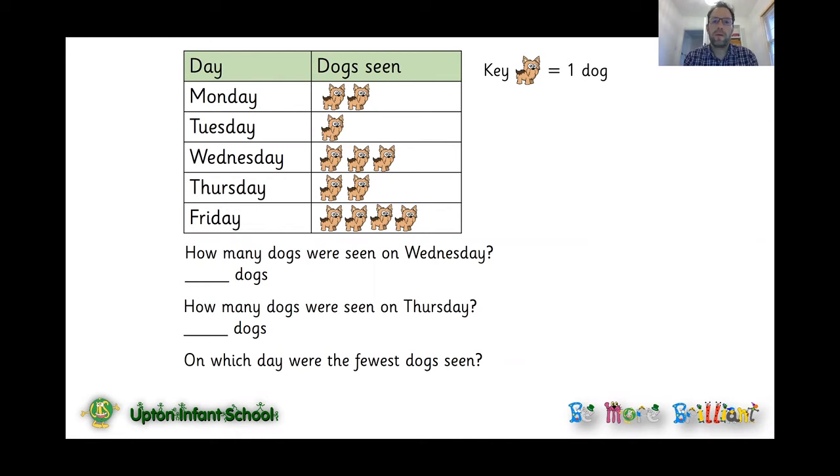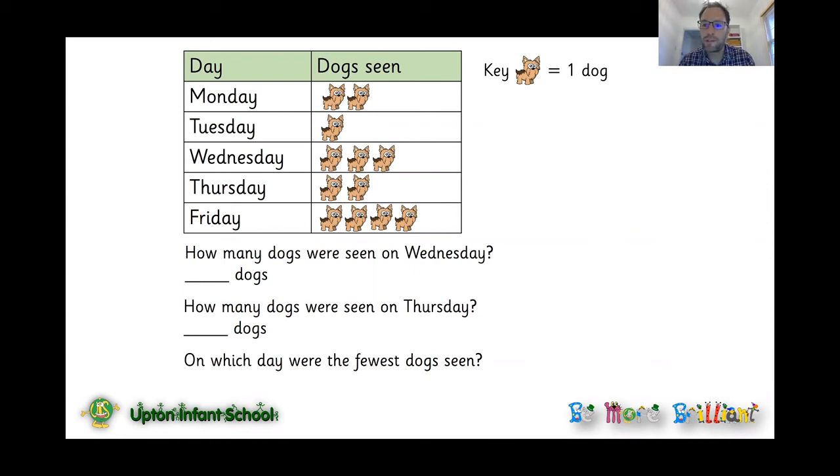So here we've got a pictogram. And this time we've used the symbol of a dog. The key says the picture of a dog equals 1 dog. And this is a pictogram to show how many dogs Sonny saw on his daily walk each day. And we can see there we've got Monday, Tuesday, Wednesday, Thursday and Friday and how many dogs he saw.